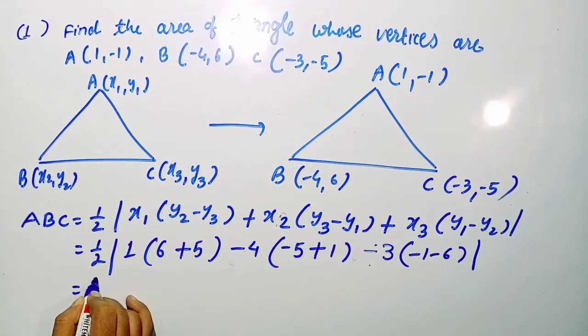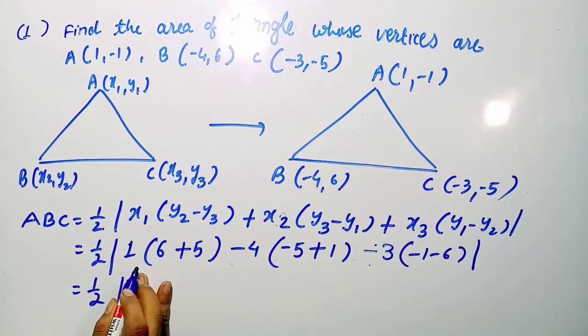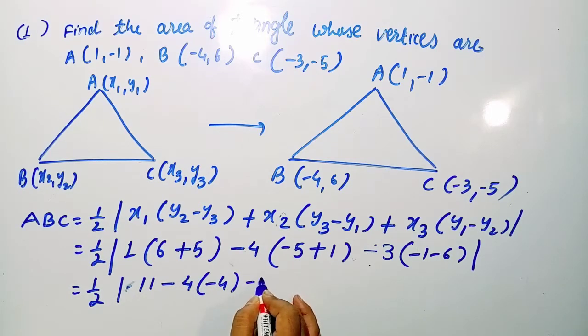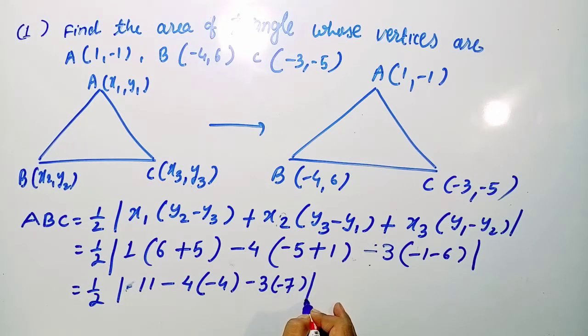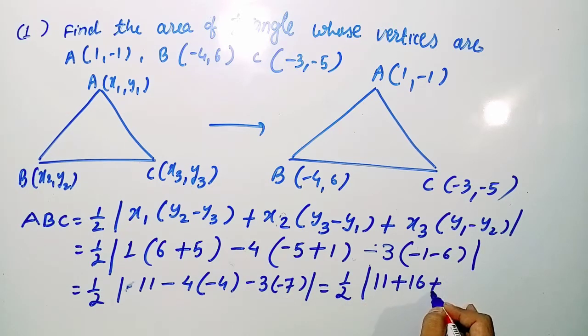Okay students, so 1 by 2, so 5 plus 6, there will be 11, right? So 11 minus 4 times (-4) plus 1, there will be -4 -3 times (-7), that is -1 minus 7, so -7, right students? Now simplifying these things, 1 by 2 modulus 11 minus 4 multiplied by -4 plus 16, minus 3 multiplied by -7 plus 21, right students?